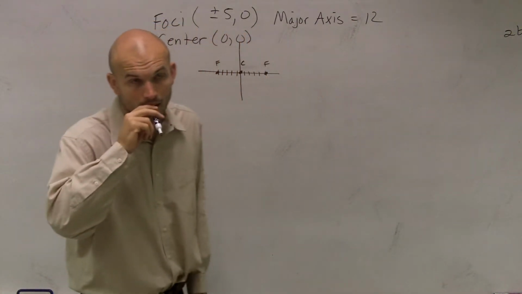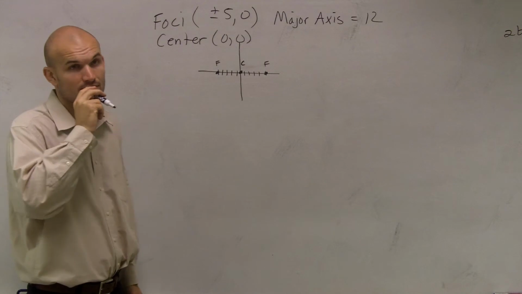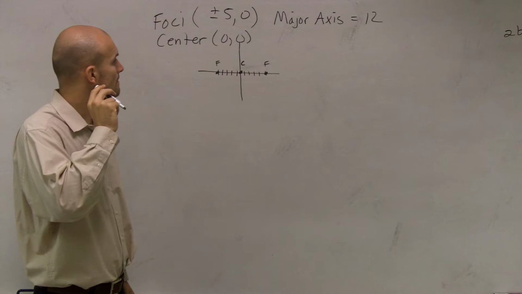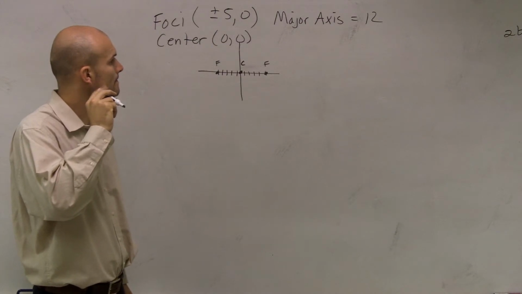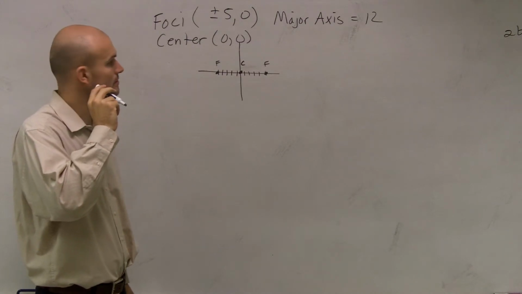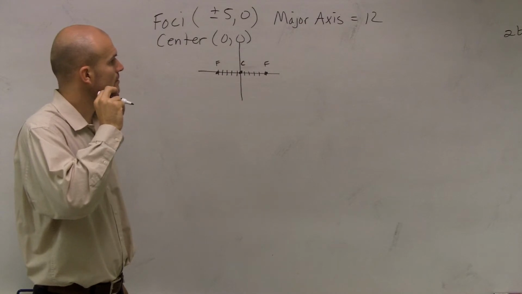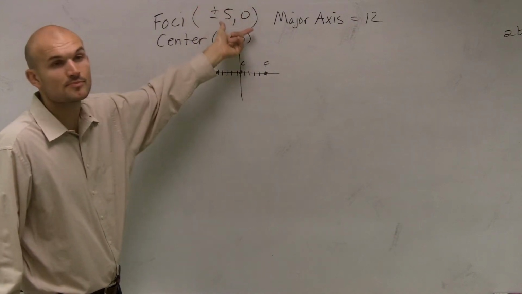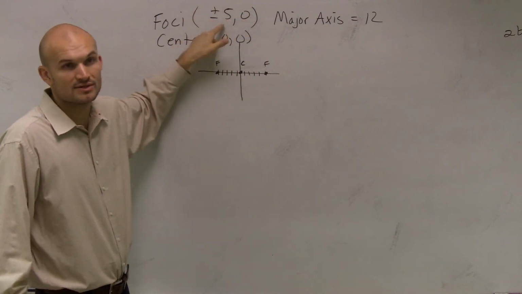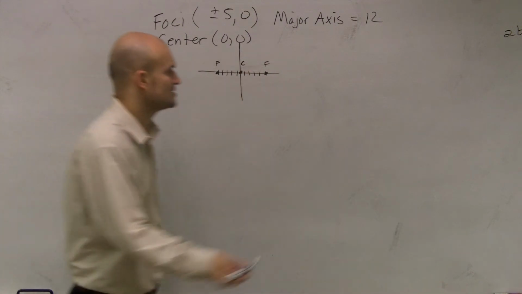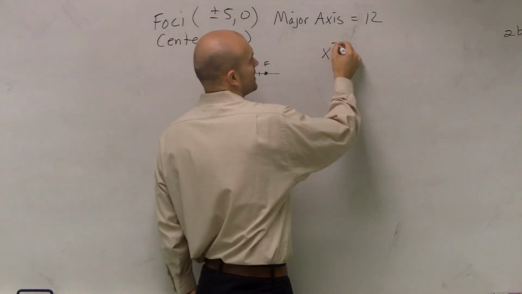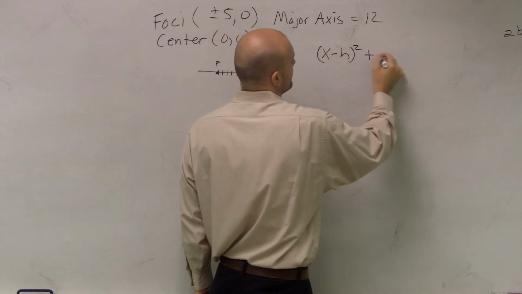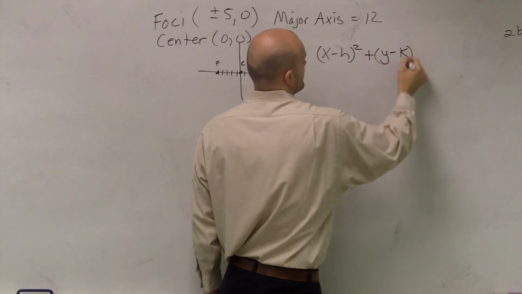If the value is on the left side, it means it's going to be horizontal, and if it's on the right side, it means it's going to be vertical, because the y is vertical and the x is horizontal. Since your foci were dealing with the x, you know the x is your horizontal major axis. Correct. So therefore, I'm going to have x minus h squared plus y minus k squared equals 1.